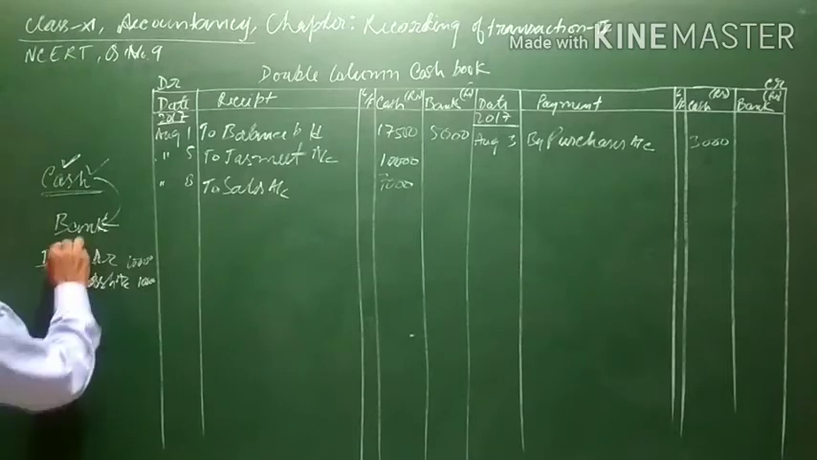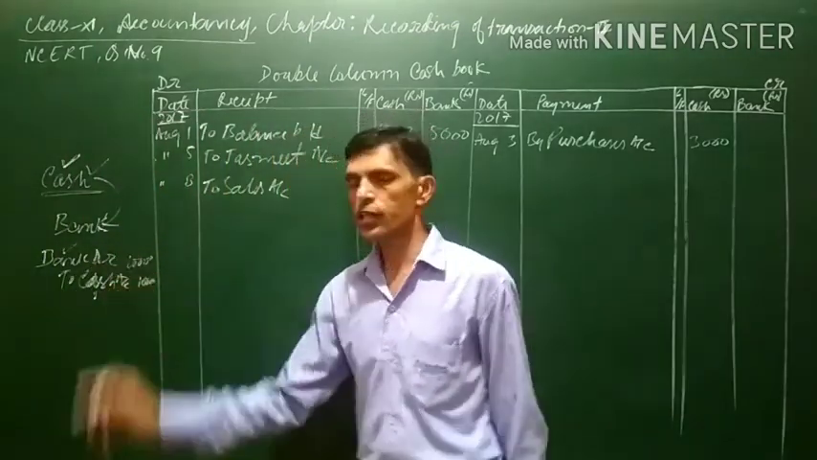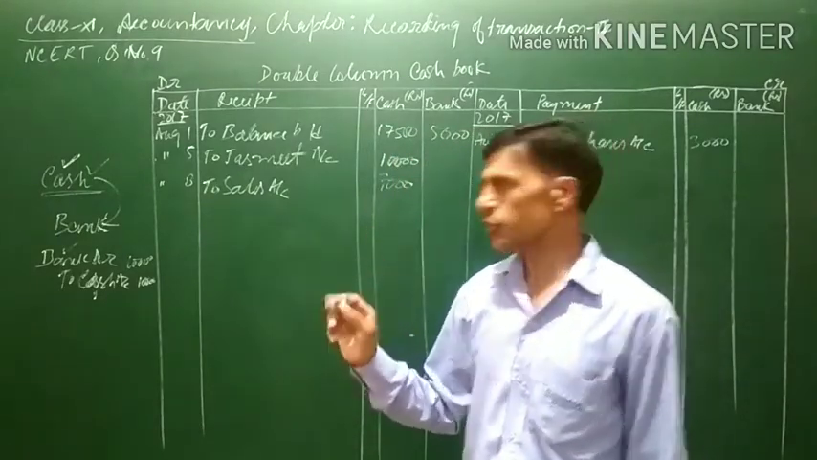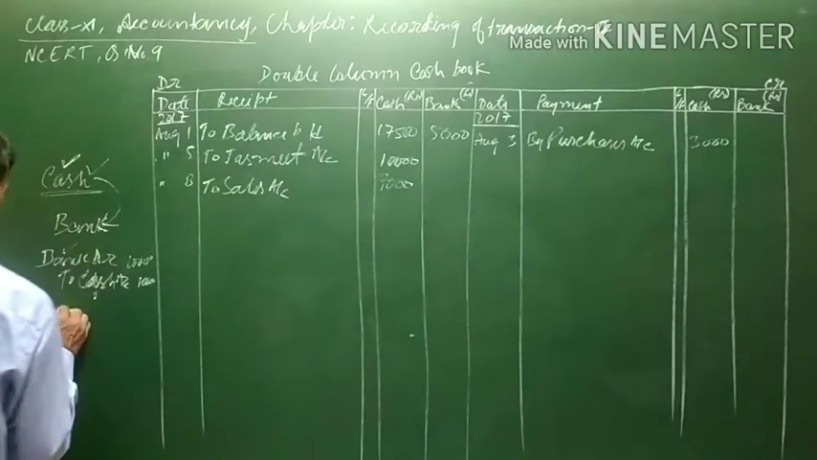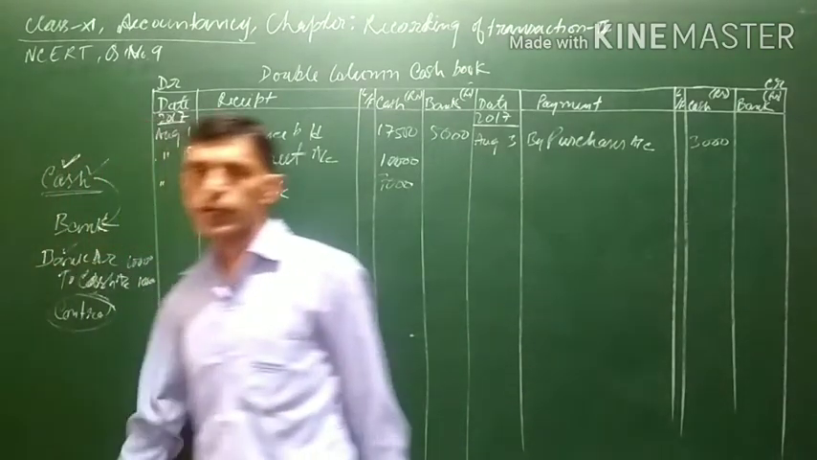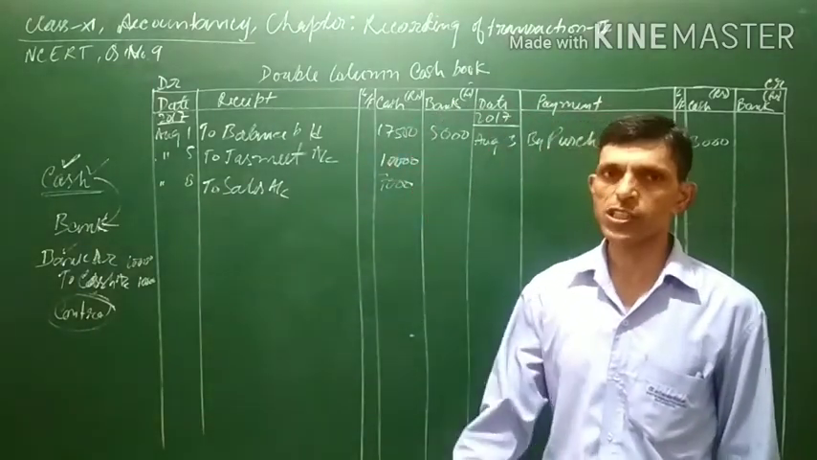10,000 check. Now here see what is happening. Cash and bank are involved in the same transaction. In a single transaction, cash and bank are involved. Whenever cash and bank are involved, this type of entry is known as a contra entry.